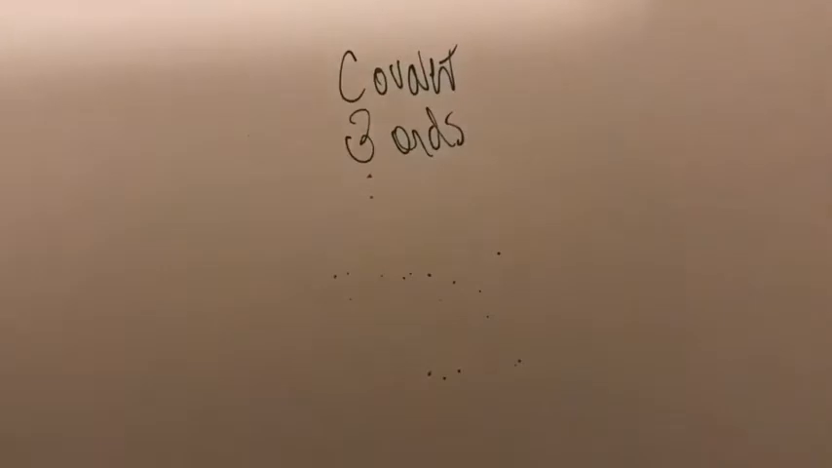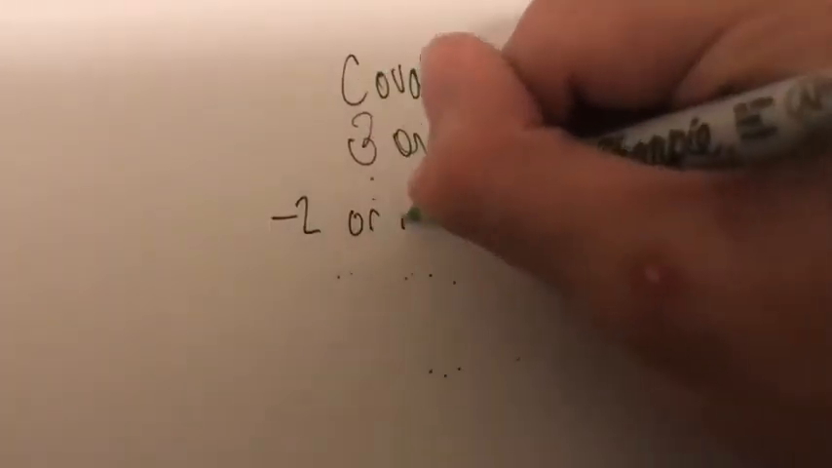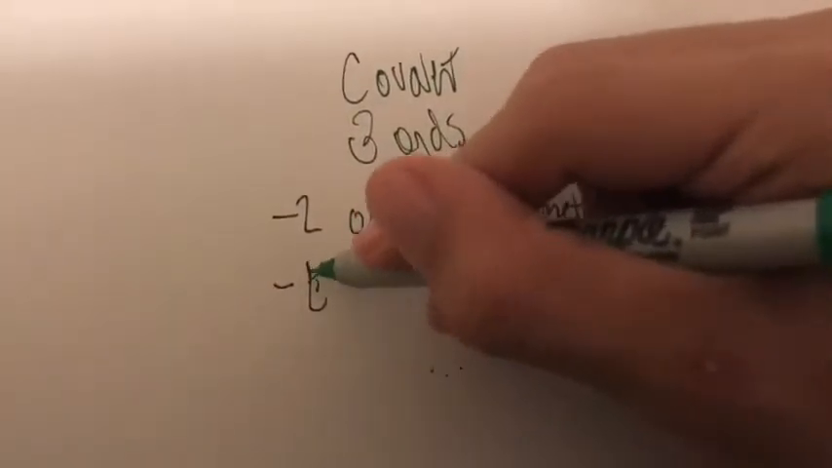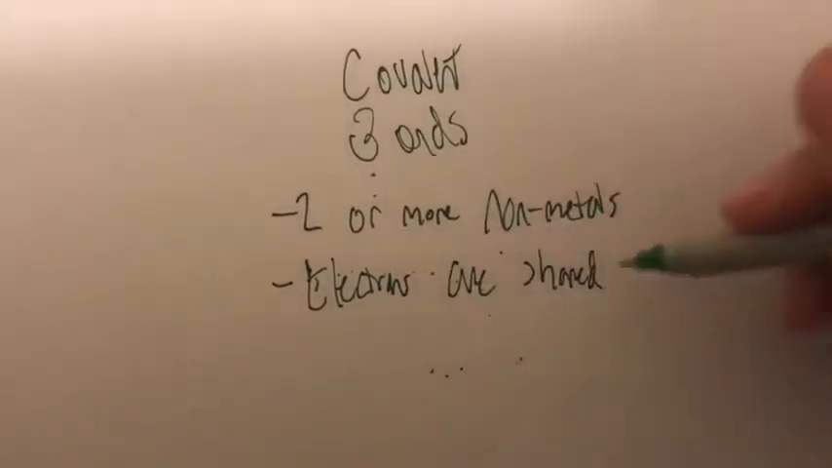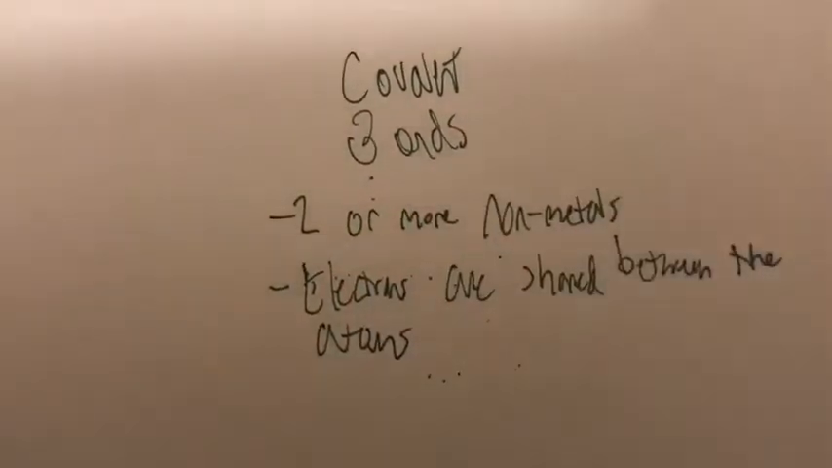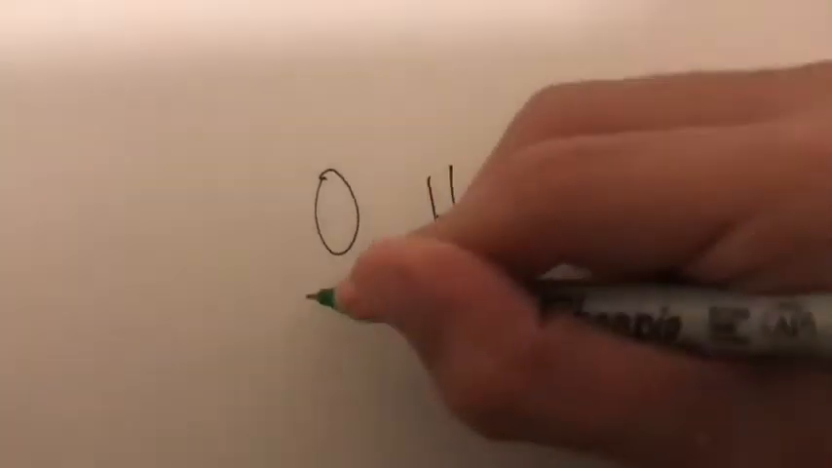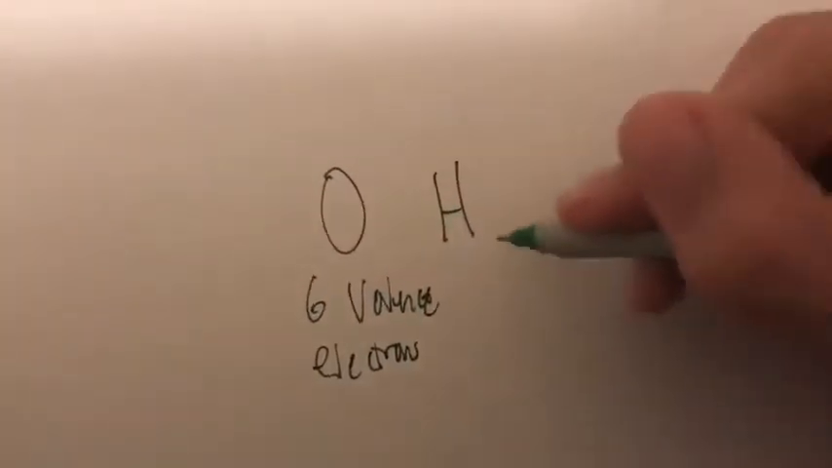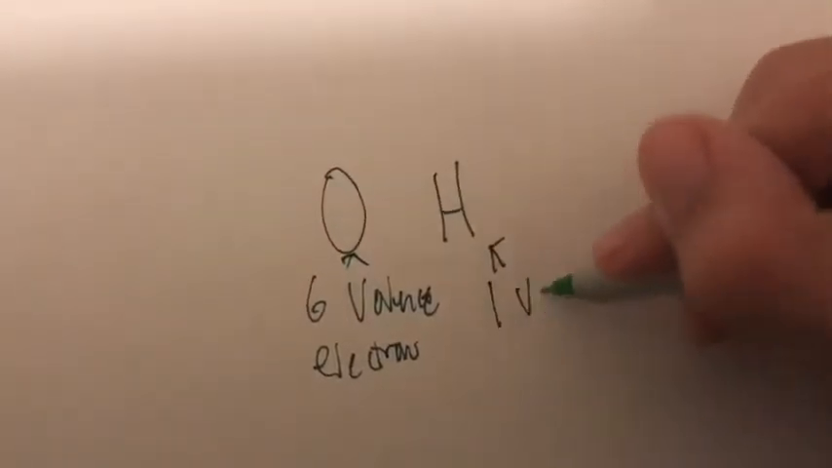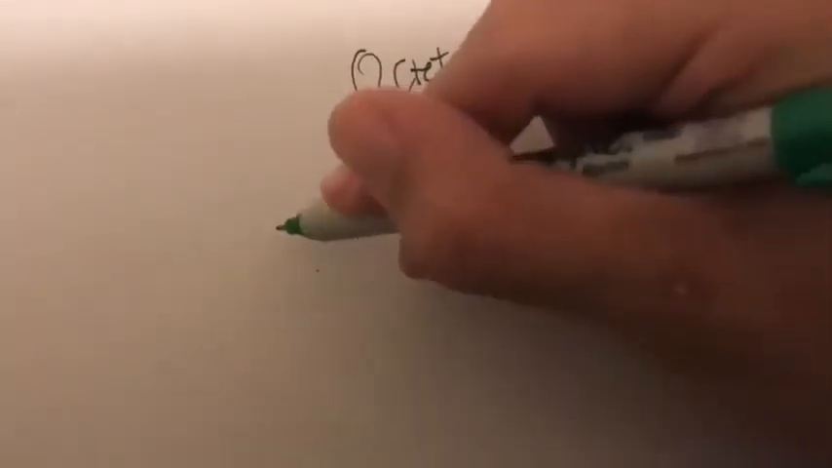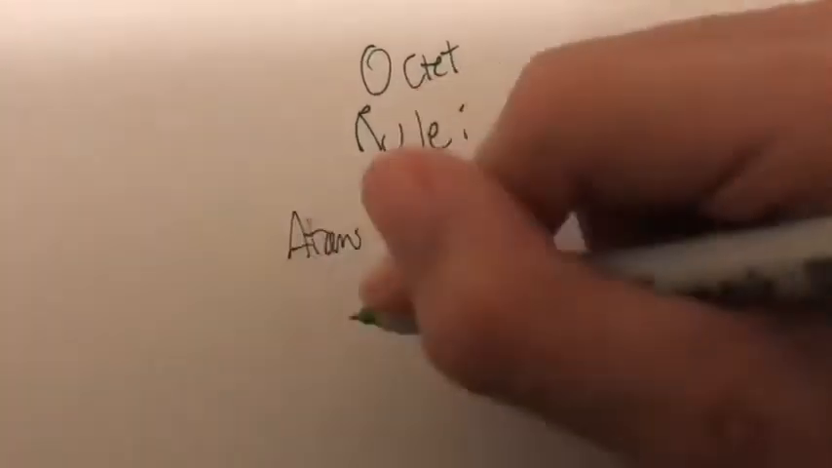In a covalent bond, it's different. They're between 2 or more nonmetals, and the electrons are divided between the atoms, unlike in an ionic bond where they're just all transferred to the nonmetal. Here's an example. Oxygen has 6 valence electrons. As we know from the Octet Rule, it wants 8. Atoms want a full valence shell of 8 electrons.